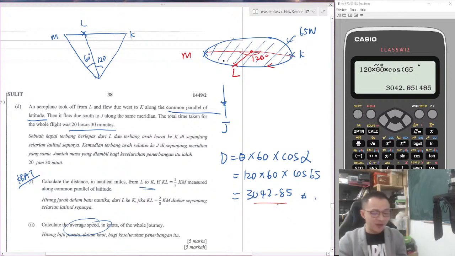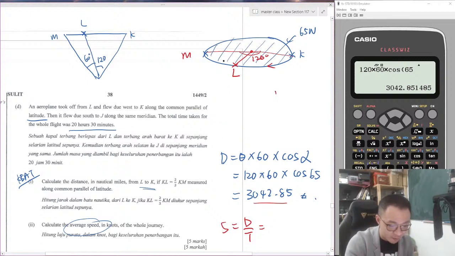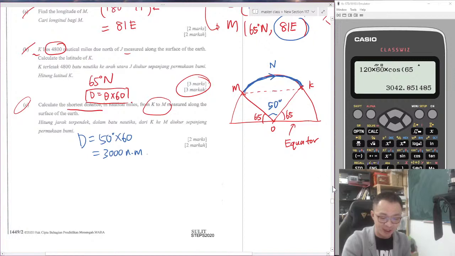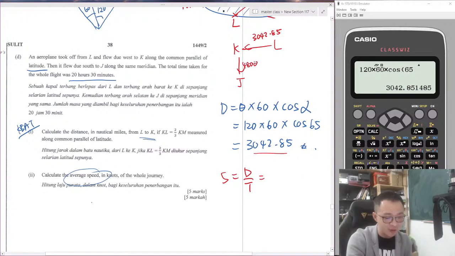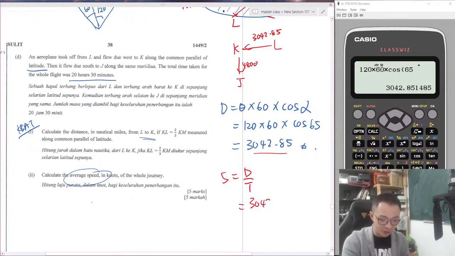Then I want to find the average speed. Speed equals distance over time, or total distance divided by total time. The question says from L due west to K, and then due south to J. From L to K we got the distance already, which is 3042.85. From K to J, we have it in the second part: 4,800 nautical miles. To get the total distance, I just add both distances together: 3042.85 plus 4800, divided by total time.